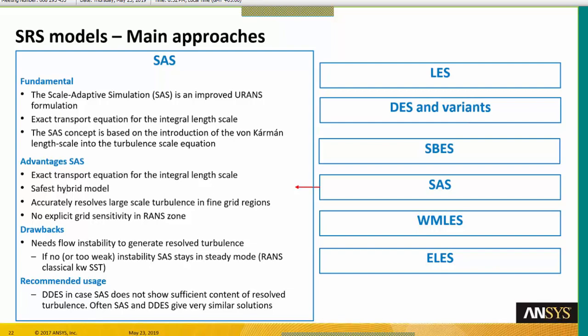But the main drawback for this model is that it's nice to have a clear flow instability that generates resolved turbulence. If you don't have that, usually you don't have enough generation of turbulence, and you cannot switch to a sufficiently large spectrum of eddies, and then it will be the weak version of the SAS that is used, and that is the classical RANS k omega SST. So you need to be careful with that.